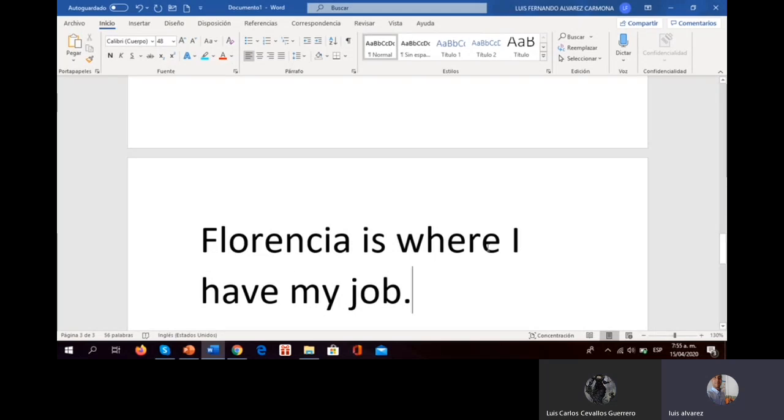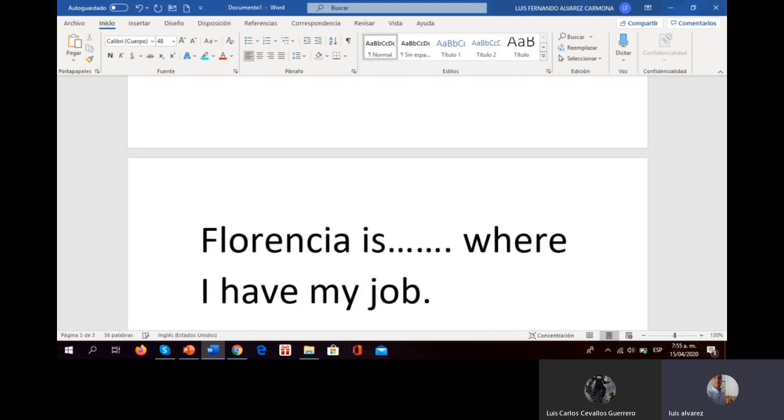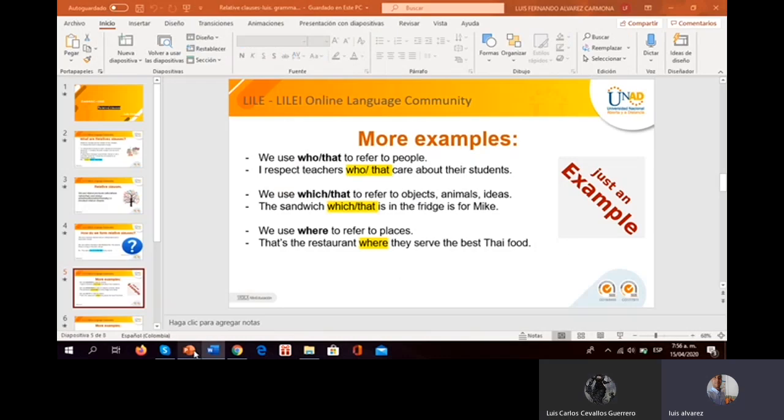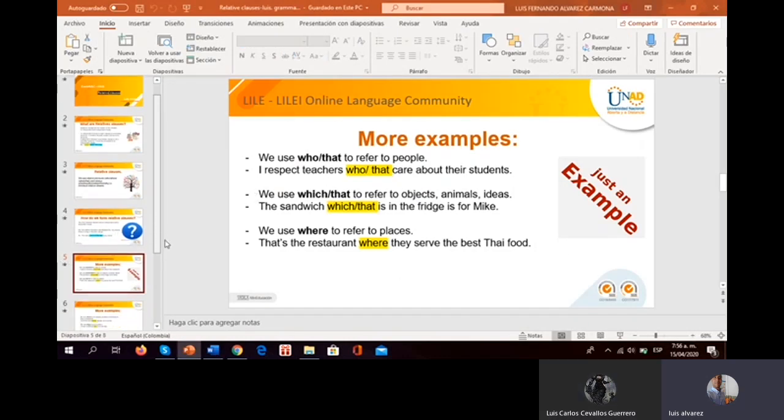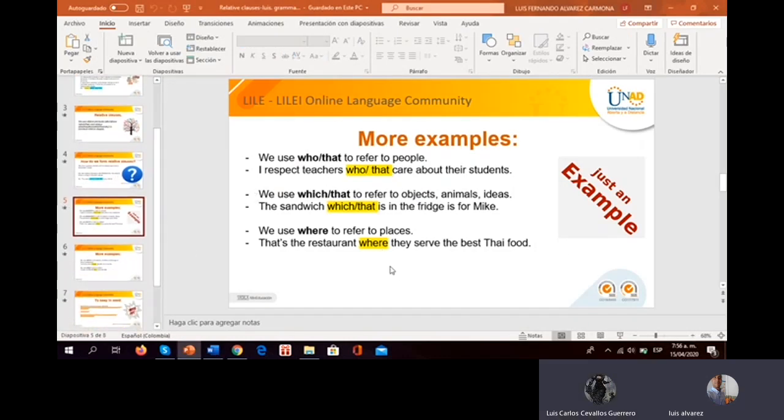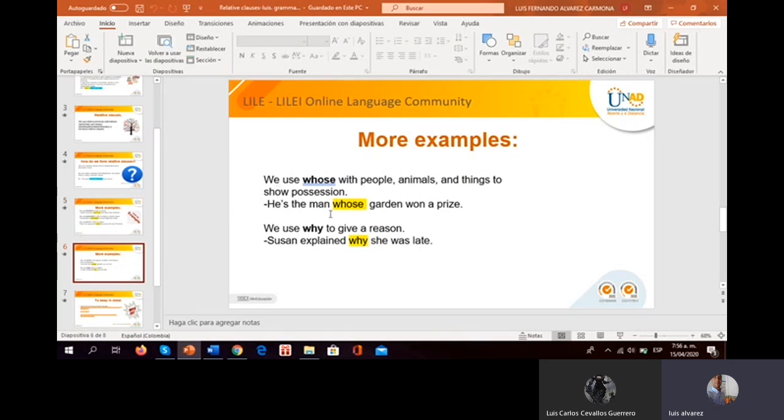All right, good. To be more specific, you can say Florencia is, for example, the city, the town, where I have my job. All right. But in general terms, the idea is understood. So now let's move on to the other slide, to have a better understanding of this. Could you please continue reading this one?